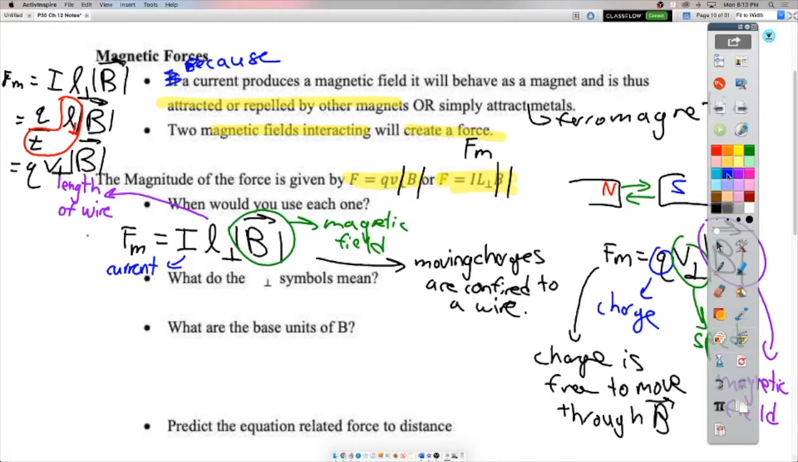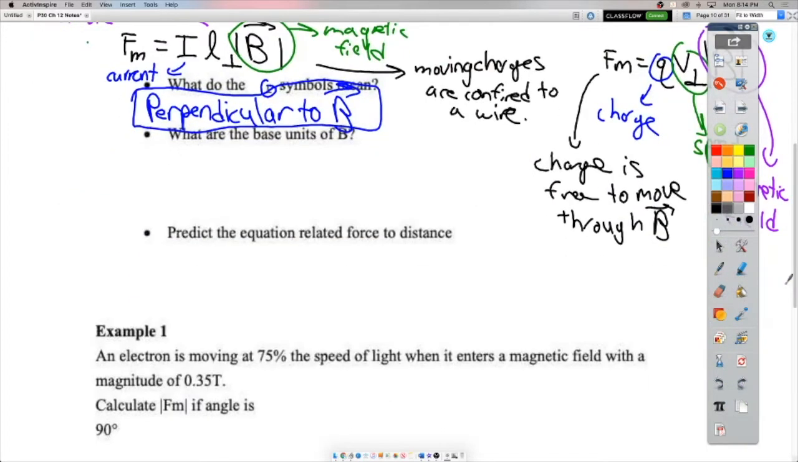Now I've been holding off on this, and it's crucial. What do these symbols mean? You might recognize those. They mean the magnetic force only comes from the component of the speed or the component of the wire length that is perpendicular to the magnetic field. So only the perpendicular component actually counts towards creating a force. If it's going super, super fast, great, but only the perpendicular part of its motion is actually going to end up mattering. So what do I mean by that?